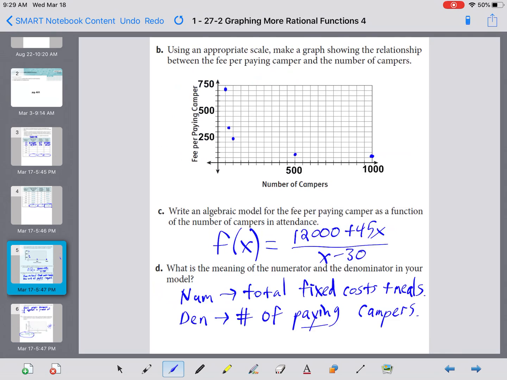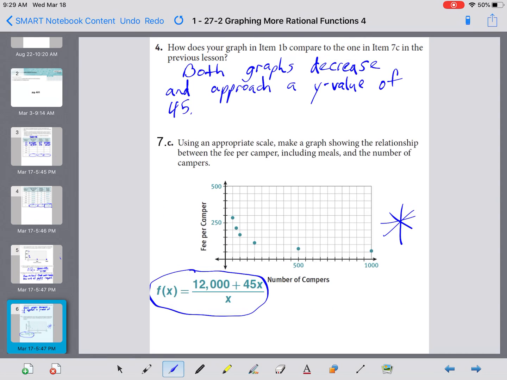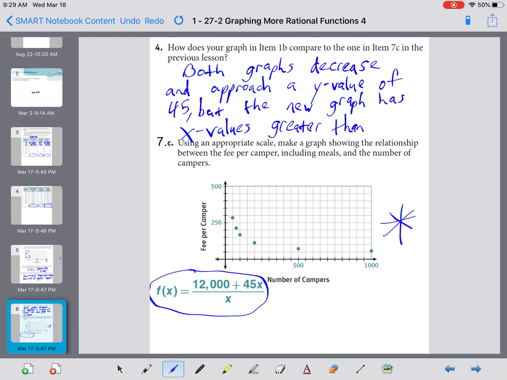Here's the difference though. Look at this new graph. That denominator x minus 30 means that for the new graph, all we care about are the x values greater than 30.